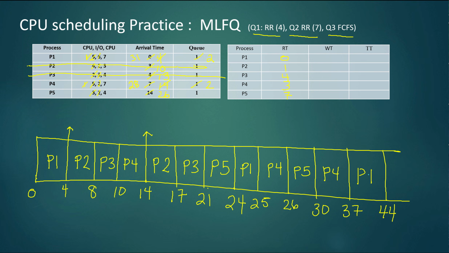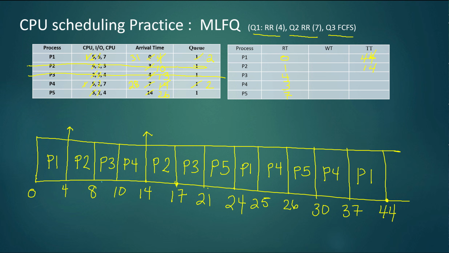Then turnaround time, you go to the last entry, P1 finished at time 44, and you subtract the arrival time, which was the original arrival time, 0, and P1 has a turnaround time of 44 time units. That's a 44. Okay, P2 finished all of its execution at time 17, arrived at time 3, so P2 should have a turnaround time of 14 time units.